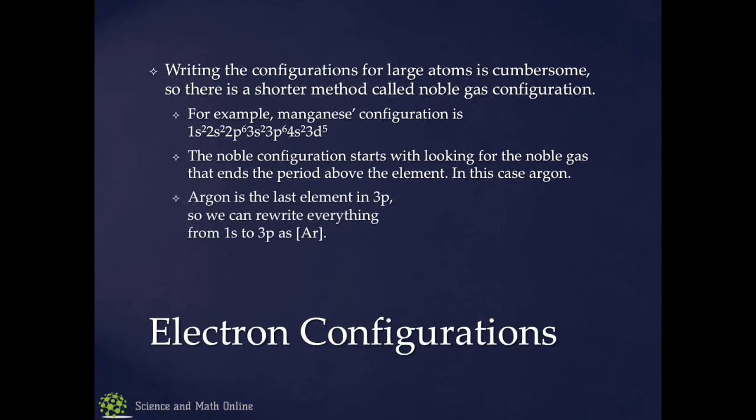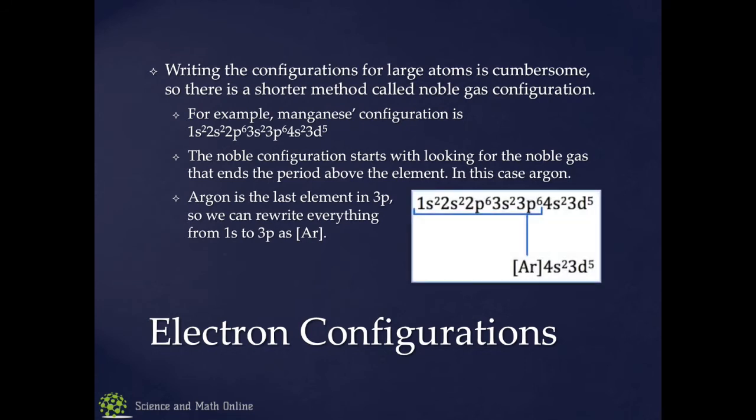So argon is the last element in 3p. So we can rewrite everything from 1s to 3p as argon. So because all of this, that's the configuration of argon. And it's at the end of the row, so it's a good place to stop. So we take all of this, rewrite it as argon in brackets, and then continue the configuration from there. For manganese, that's not so bad.